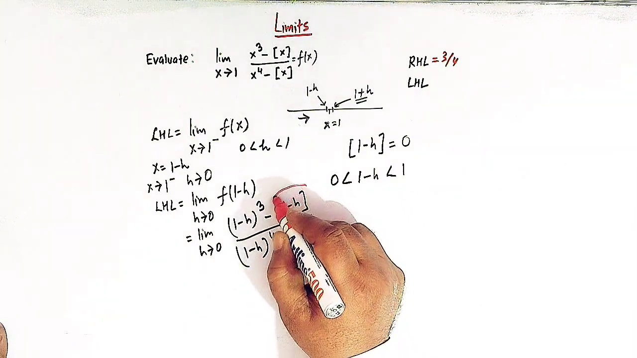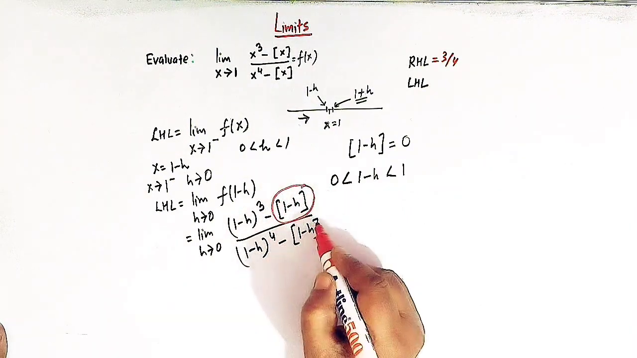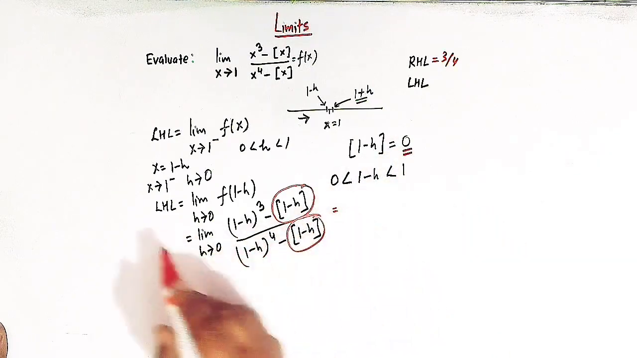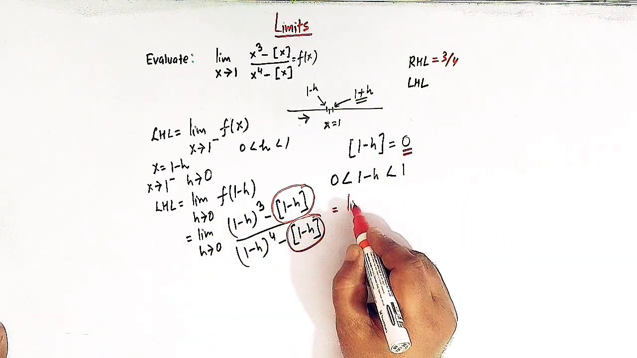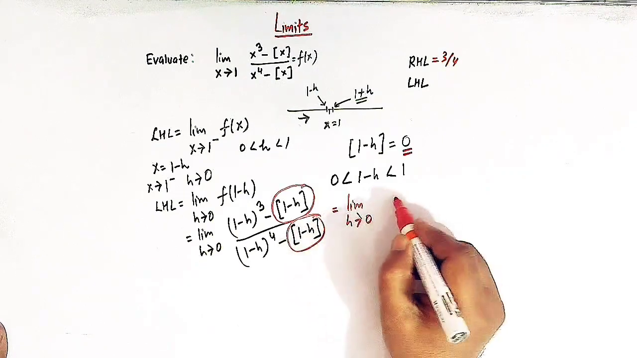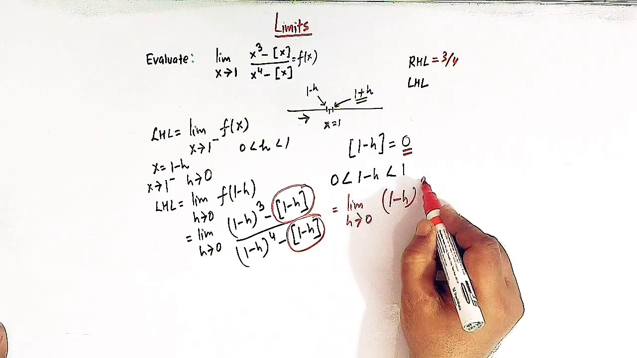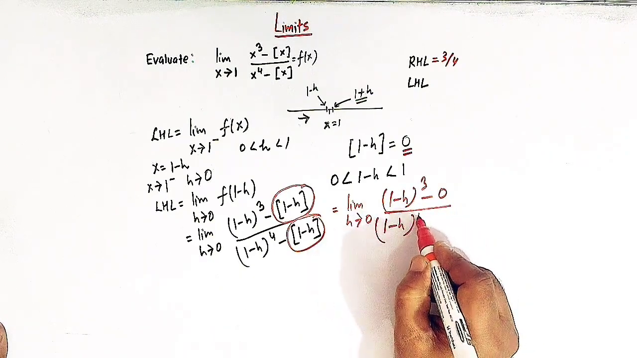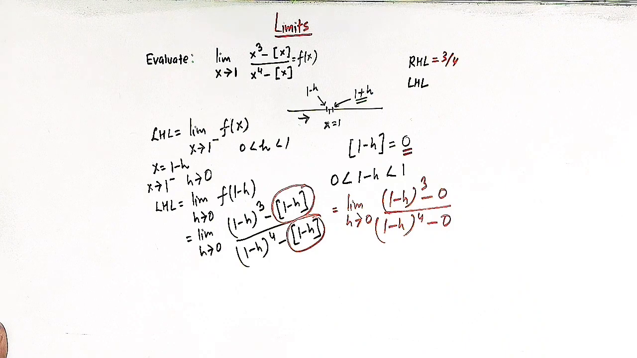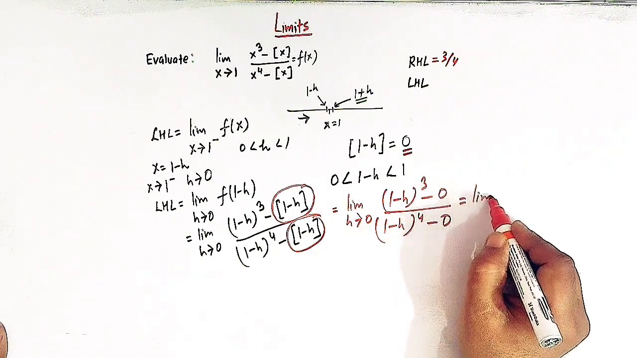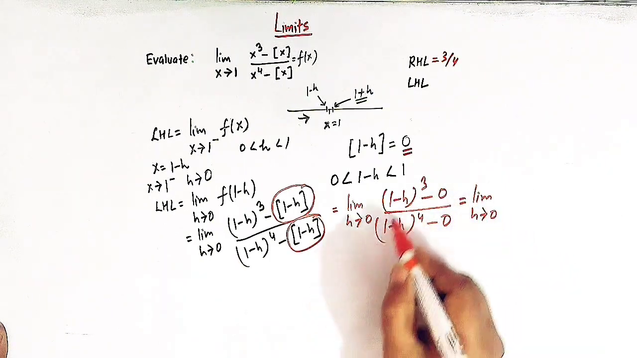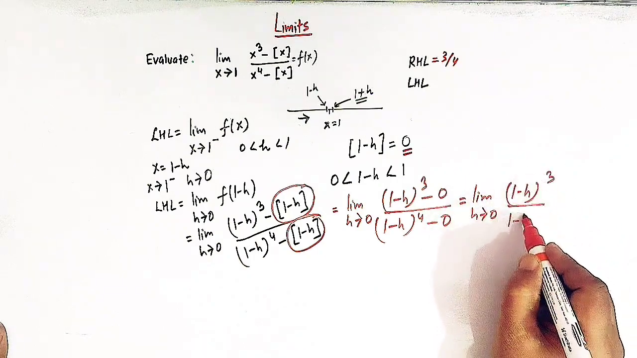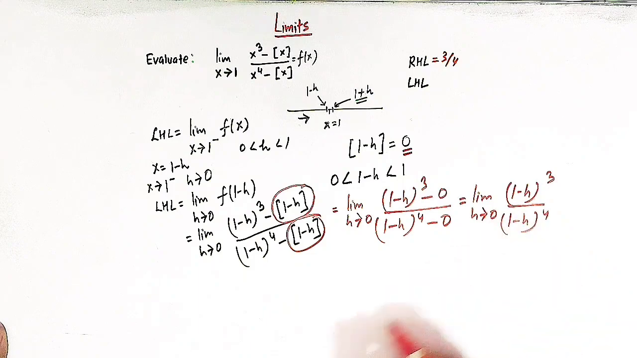So now we can replace this quantity and this quantity by 0 here. So we have the left hand limit, limit h tends to 0. We have 1 minus h cube minus 0. And here we have 1 minus h raised to 4 minus 0. So now we have simply limit h tends to 0, and here we have 1 minus h cube divided by 1 minus h raised to 4.